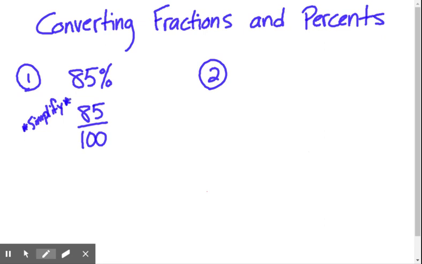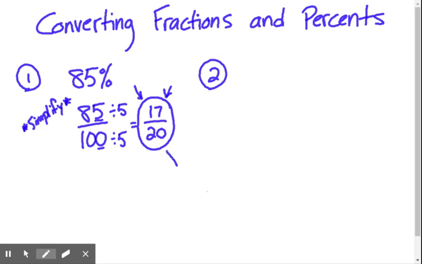So I'm going to think here. Let's simplify that. What are some common factors of 85 and 100? So right off the top of my head, we have a 5 and we have a 0. If both numbers end in either a 5 or a 0, you know that they can be divided by 5. So I'm going to divide both of these by 5. 85 divided by 5 gives us 17. 100 divided by 5 is going to give me 20. And that is as far as I can go. 17 and 20 do not have any common factors. So 85% written as a fraction is 17 over 20.